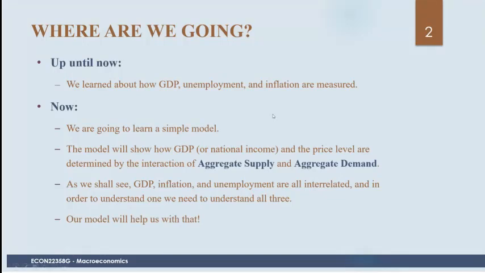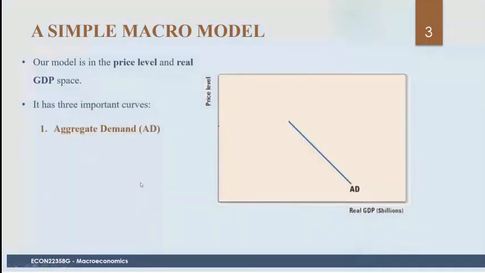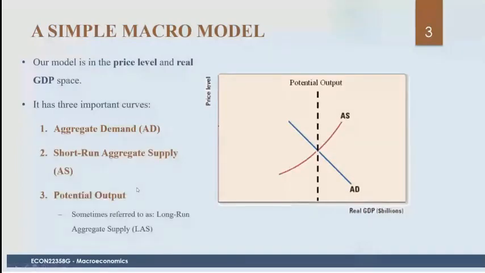It's fairly straightforward. It has a lot of similar flavors as the supply and demand model, but the underlying story behind the curves is much different. Our model is in the price level and real GDP space, so we have the price level on the vertical axis and real GDP on the horizontal axis. We have three important curves. One is the aggregate demand curve. The other is the short run aggregate supply curve. And the other one's simple: a vertical line drawn at potential output, which we will refer to as the long run aggregate supply.